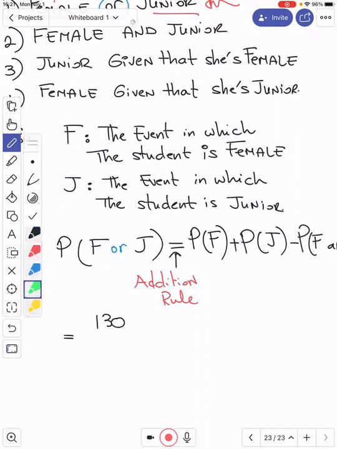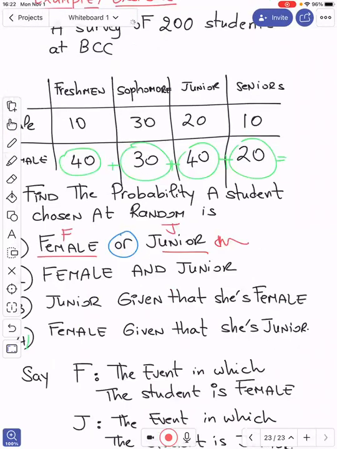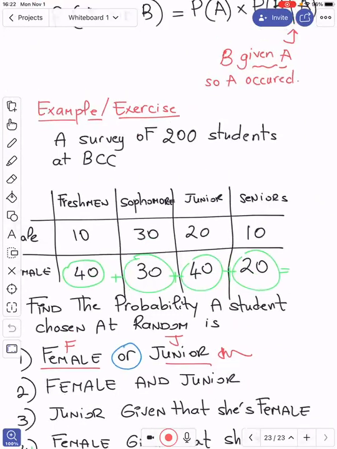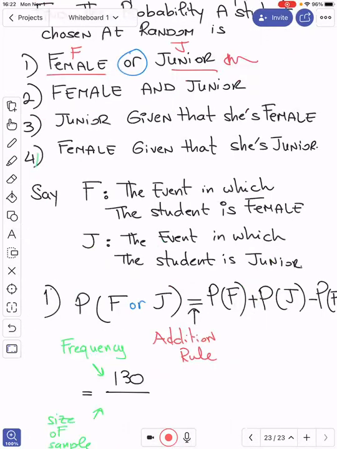And again, this is the frequency. You count how many students are females. That's 130. And then to compute the probability, we need to divide by the size of the sample. Here we are interested in the students, so how many students in total? That will be the size of the sample. In total, we have 200 students, right? So we need to divide this 130 by 200.